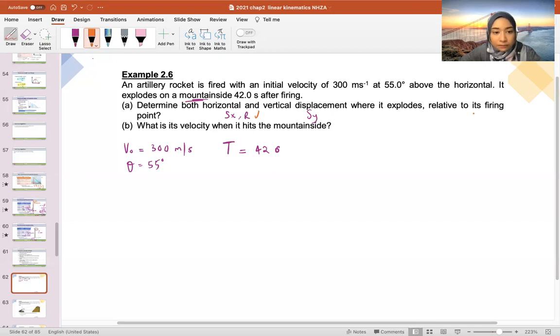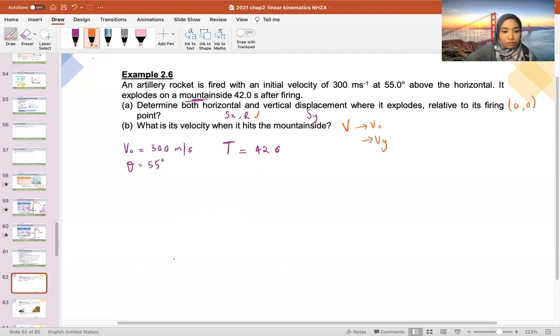Determine the relative to its firing point. So we can say that this guy is 0, 0. The coordinate is 0, 0. Sebab kita cakap relative to its firing point, which means that this is our reference point. Okay, you can put it as something else, but yang paling senang 0, 0 lah. What is its velocity when it hits the mountainside? It's asking for V, which means that you have to know what is the Vx and also the Vy.